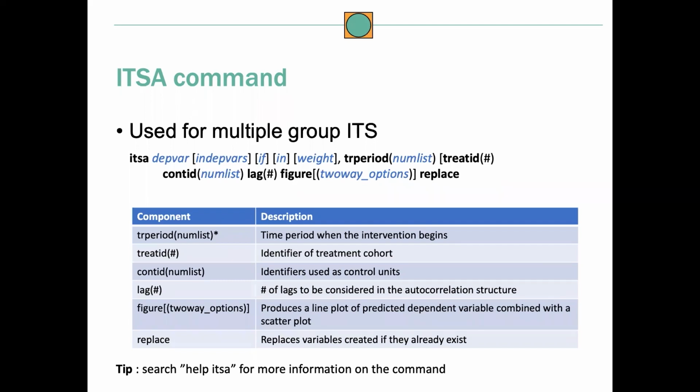Figure produces a graph similar to what we saw when we talked about the regression equation. And a few slides back, we created the time period, post time, and other variables associated with the dummy variable for the cohorts. So Stata's ITSA automatically generates a lot of these variables as part of our outputs. And so the replace component of the command basically replaces them if it's already been run in Stata and these variables are present in our data set. And you can search for more information and insights into all these components of the ITSA command. Search help ITSA, and it will give you a deeper insight into them.